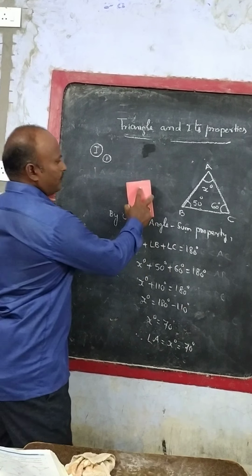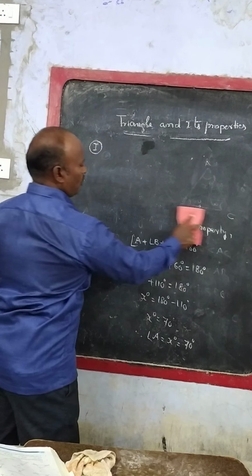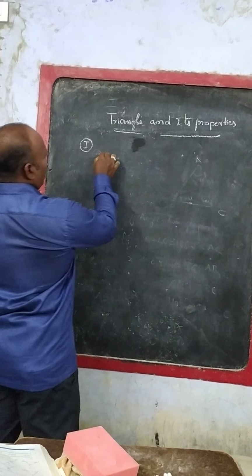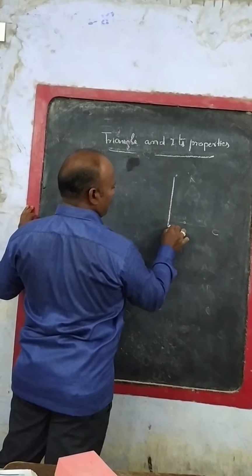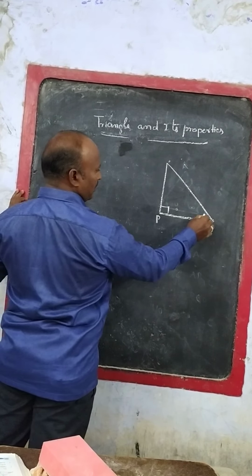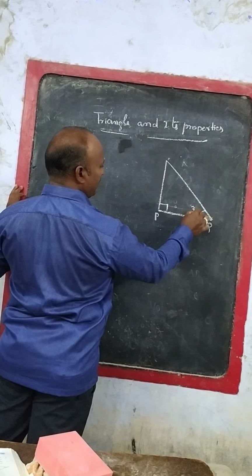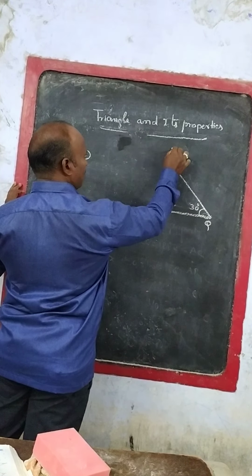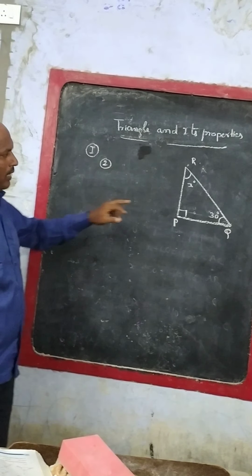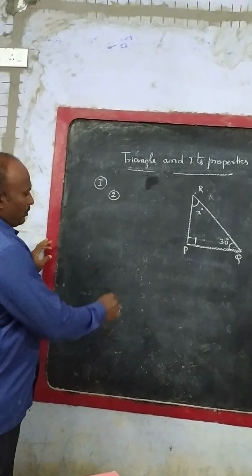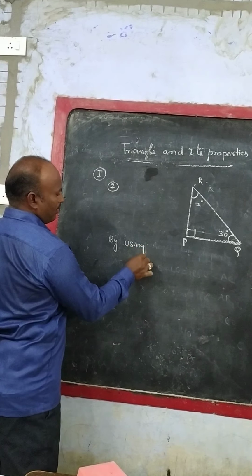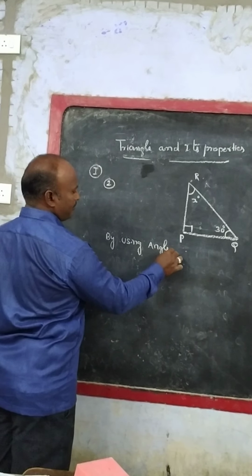Next, second problem. This is a right angle triangle. Right angle is formed at P. Here angle Q is 30 degrees. We have to find x degrees, so we have to find the unknown value of x. Again by using the angle sum property.